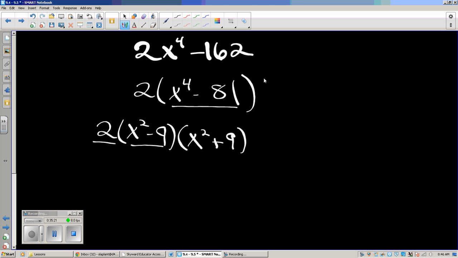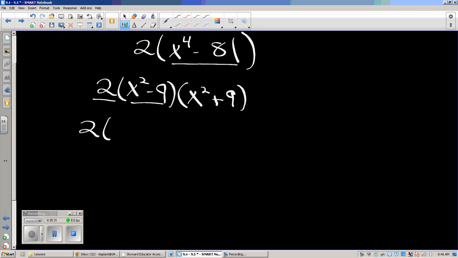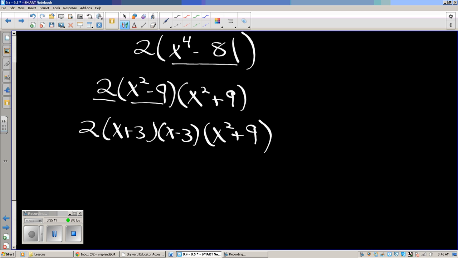Is x squared minus 9 factored? No. See where these get tricky. This is a perfect square. So this is going to be 2 times x plus 3, x minus 3, times x squared plus 9. That's big, isn't it? Don't we have to do that again?